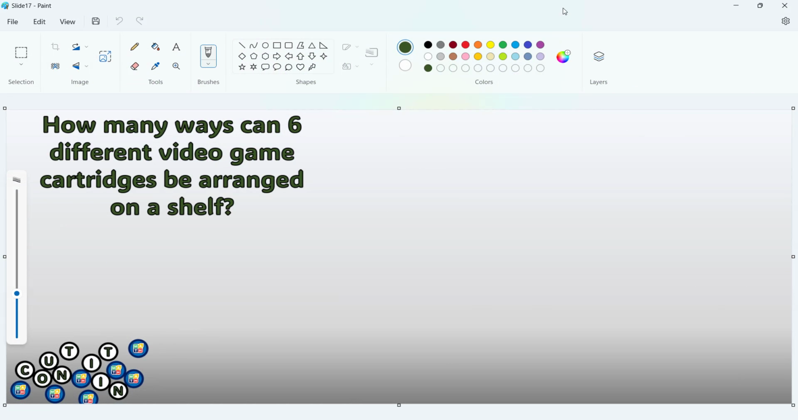How many ways can 6 different video game cartridges be arranged on a shelf? This item was already solved using the fundamental counting principle, but this time we are going to establish the process of permutation in order for us to use that in similar situations. We know that for our shelf, all the 6 video game cartridges can be placed on that. In short, we were able to use the fundamental counting principle using 6 different slots, 1, 2, 3, 4, 5, and 6 from last time.